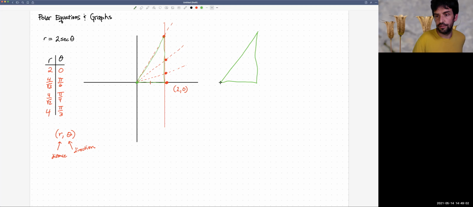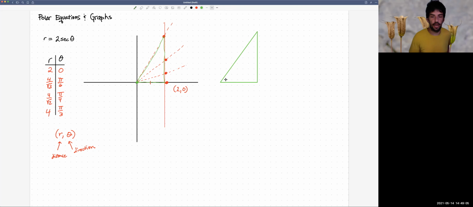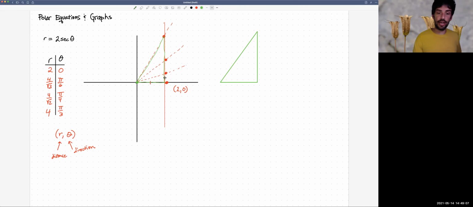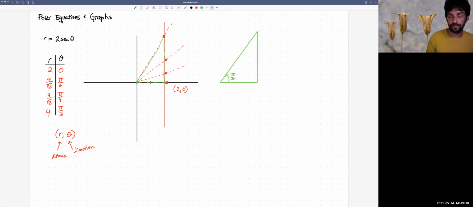Ooh, that's terrible. Let's see if it fixes. There we go. Okay, not a perfect copy. So in this triangle, remember the angle theta is right here. This was the angle where we were going in the pi over 3 direction. So this is an angle of pi over 3.